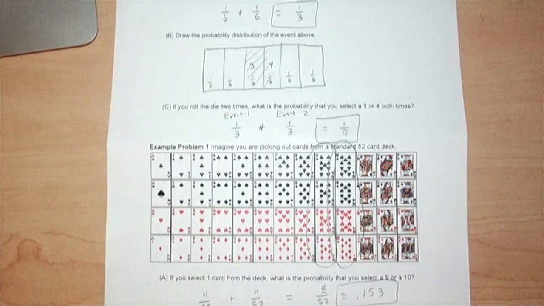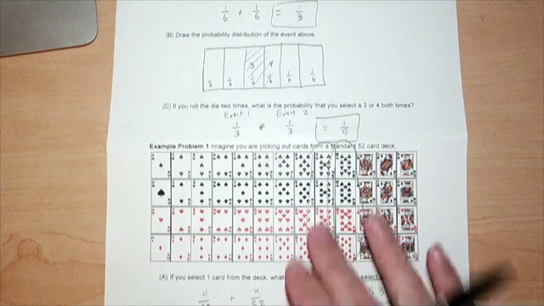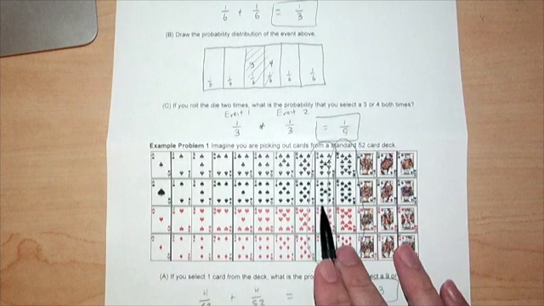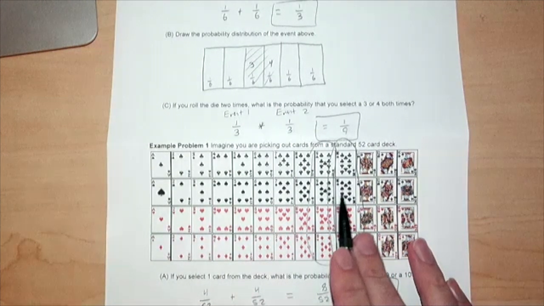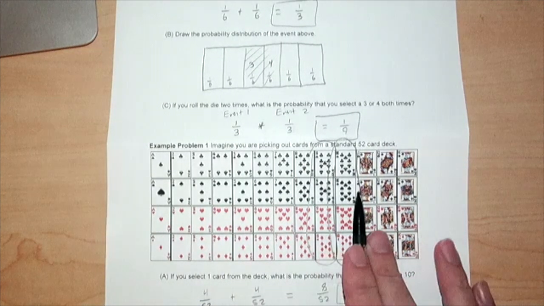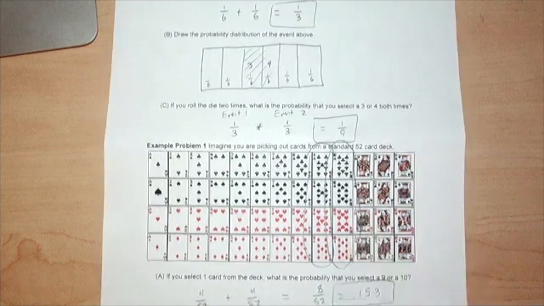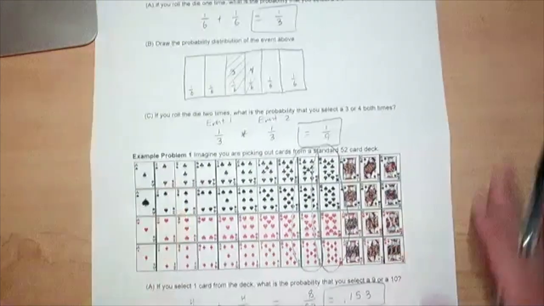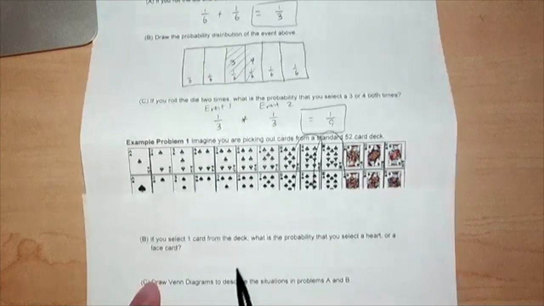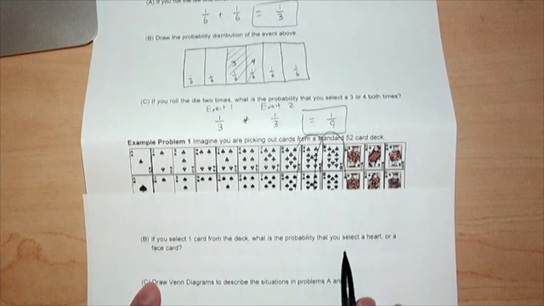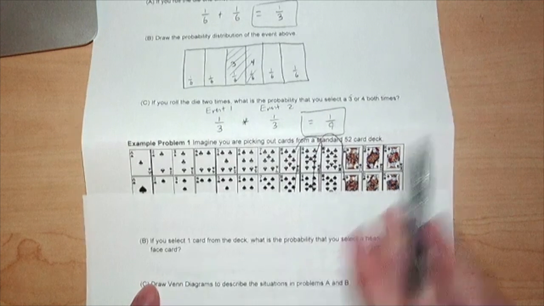The problem here that makes probability more difficult is that we could ask you things about decks of cards where the two things we're asking about aren't going to be completely mutually exclusive or separate from each other, right? So this hopefully makes sense to a lot of people, but this is where we complicate it. For B, it says, if you select one card from the deck, what is the probability you select a heart or a face card?